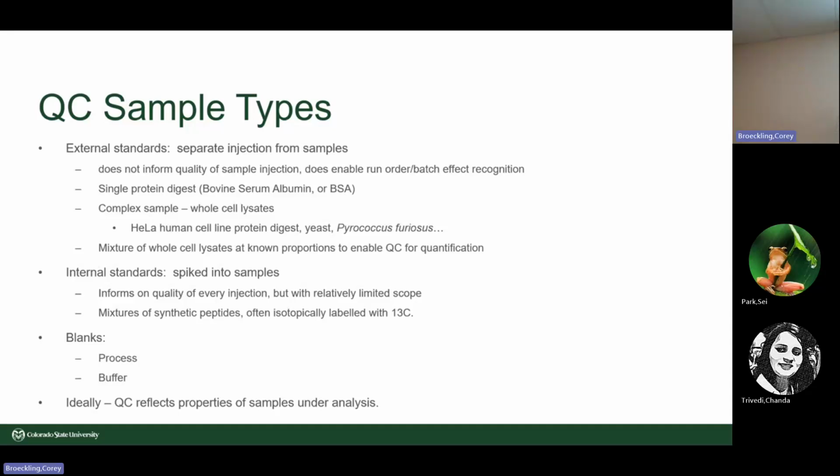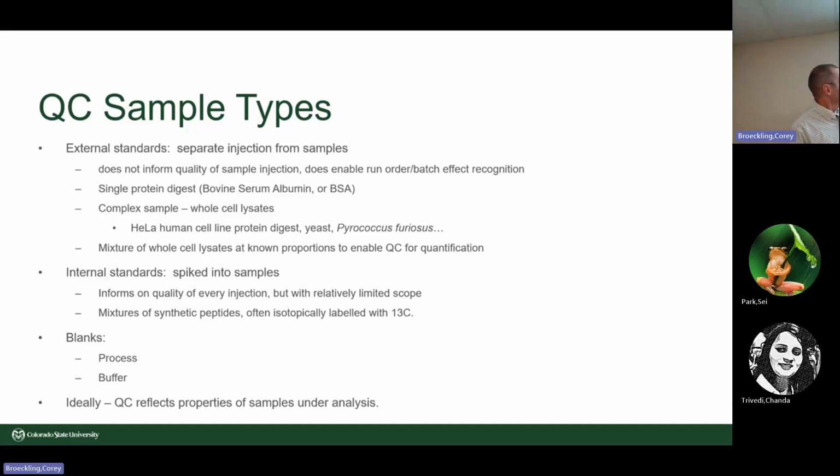More rarely, people will actually use a mixture. So they'll say, I'm going to take some HeLa, some yeast, some E. coli, and mix it all together. That enables you to report on your ability to quantify because you're mixing in known ratios. You can test, does my assay report on quantitative change that I know to be there? So there are ways of implementing quality controls that enable you to test quantitative response as well.